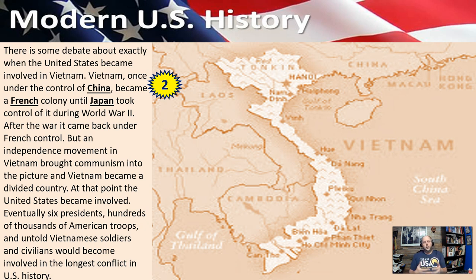So at this point, the United States became involved. Eventually, over the course of U.S. involvement in Vietnam, it's going to involve 6 different U.S. presidents, hundreds of thousands of American troops, and untold Vietnamese soldiers and civilians would become involved in what at the time was the longest conflict in U.S. history. U.S. involvement in Iraq is eventually going to turn into a longer period of time than Vietnam, but still a very long time.